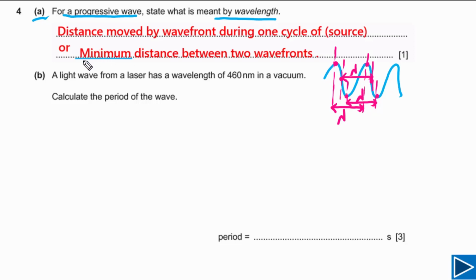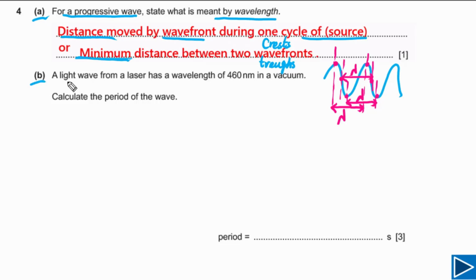So let me highlight some points. When you define wavelength by saying the distance between two wavefronts, you must say minimum distance, because this is the minimum distance between two wavefronts, or we can say between two crests. We can also say the minimum distance between two troughs, or between 2 points in phase on the wave. Another way to define wavelength is the distance moved by a wavefront during one cycle of the source. It simply means that when one cycle is completed by the source, the distance traveled by the wave will be equal to 1 wavelength. So this is another way to define wavelength.